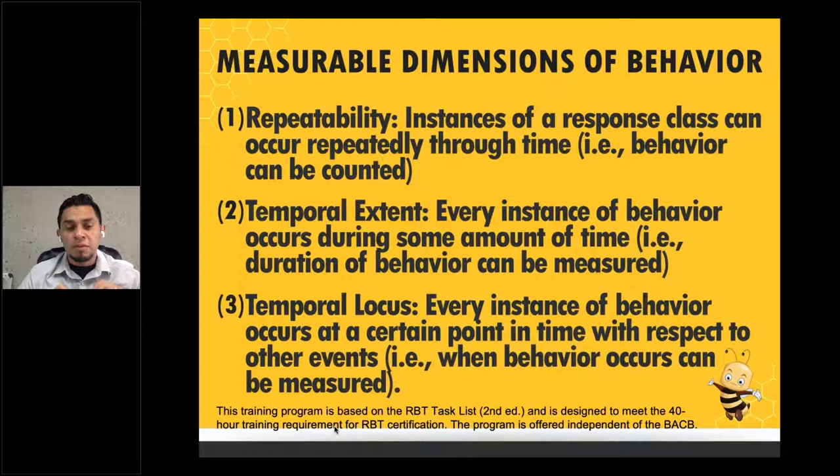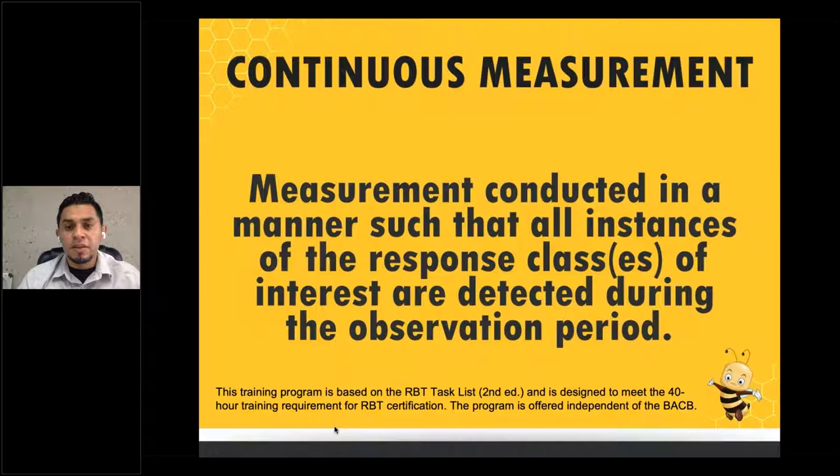Then we have something called temporal locus, which is that every instance of behavior occurs at a certain point in time with respect to other events. So when behavior occurs, it can be measured. There's other stuff that's happening, and we're able to measure that behavior at certain points with respect to certain antecedents, certain events, or other environmental variables that occur while this behavior is there. So the first thing we want to talk about is continuous measurement.